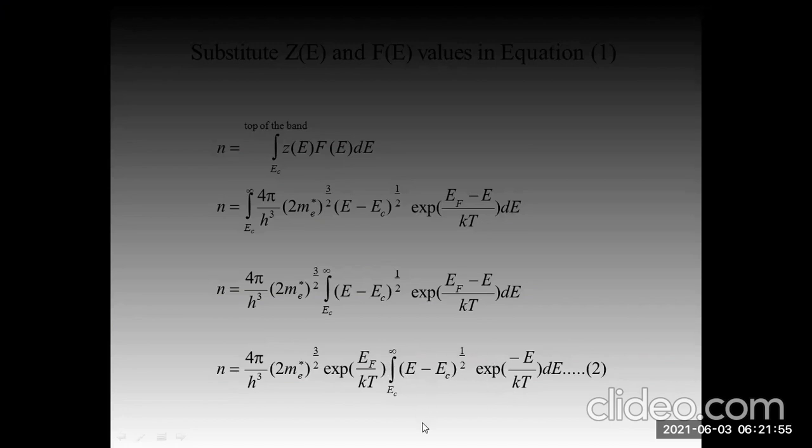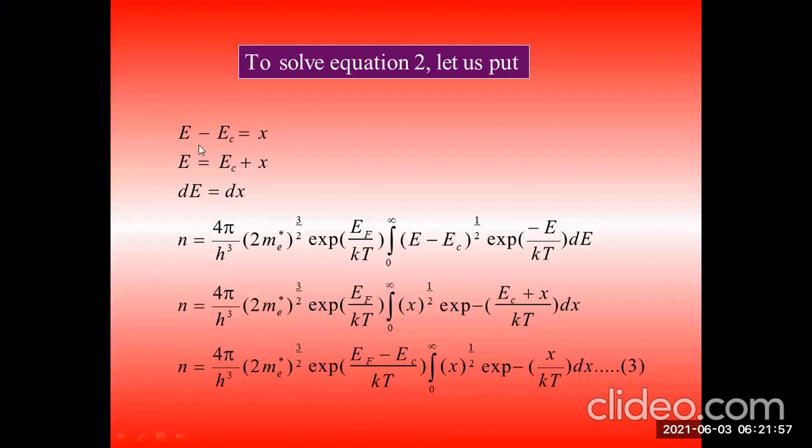How are we going to solve? By using this concept. Let us consider E minus EC is equal to X, and E is equal to EC plus X. And here the differentiation dE, since we considered X, becomes dX. So n is equal to 4π by h cubed (2 m_e*) to the power of 3 by 2 exponential of EF by KT, integration from 0 to infinity.